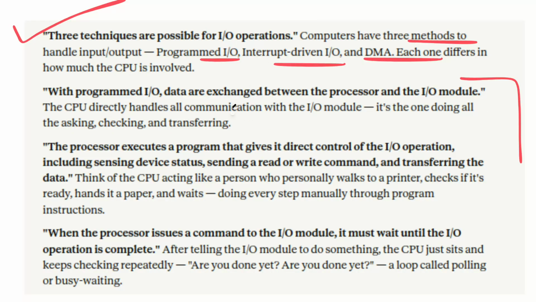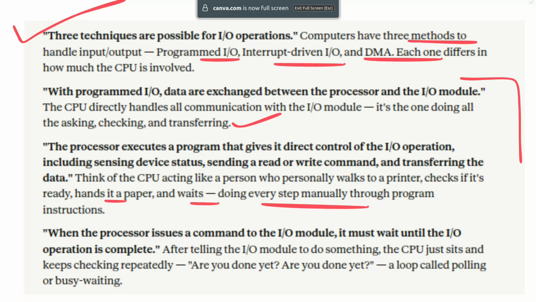All of this asking, checking and transferring work is done by the CPU itself, and the processor executes a program that gives it direct control of the IO operation, including sensing a device status, sending a read or write command and transferring the data. Think of the CPU acting like a person who personally walks to the printer, checks if the printer is ready, hands it a paper, waits and does every step manually through a program instruction.